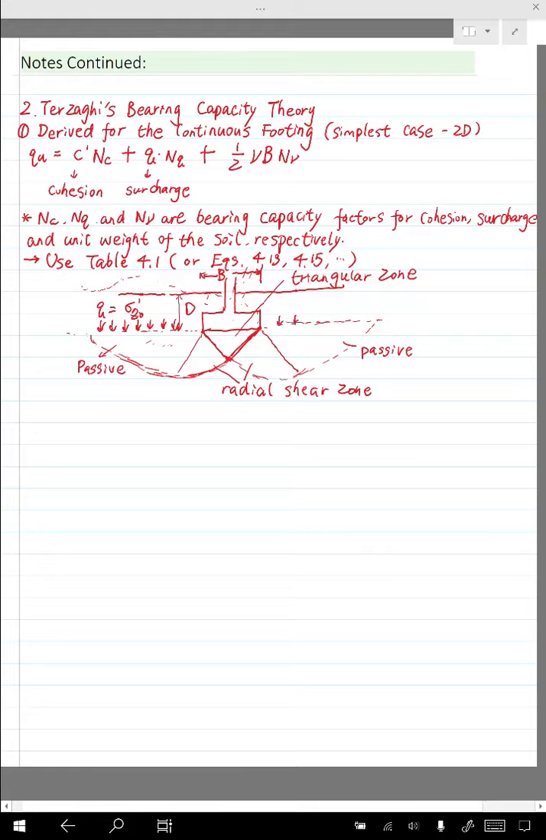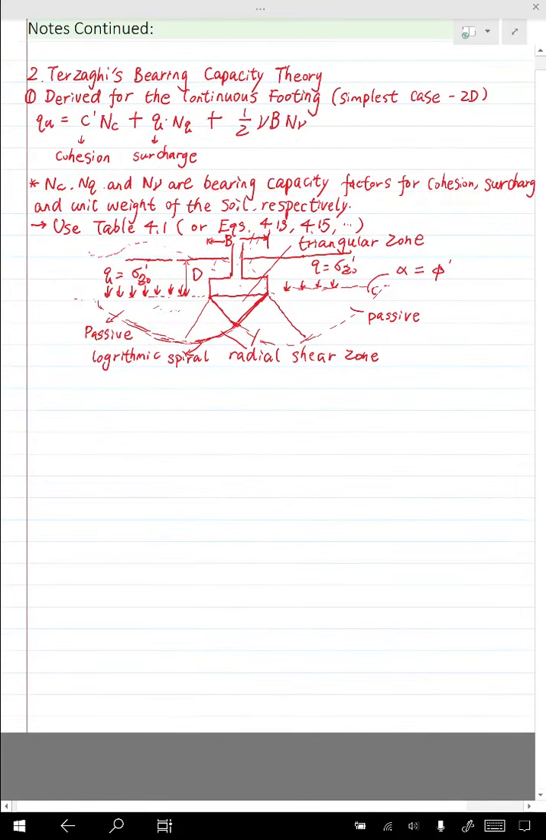And on the right, we have the same thing. So this is also Q equals sigma Z0 prime because the whole thing is symmetric. And this is the angle alpha. In Terzaghi's theory, we assume that it equals the effective internal friction angle. And this line is actually a logarithmic spiral line. You just need to know this. You don't need to understand why we have this type of shape. The whole thing is about a continuous footing.